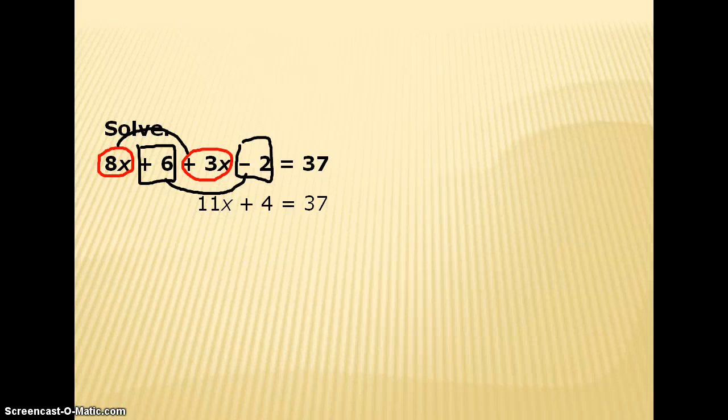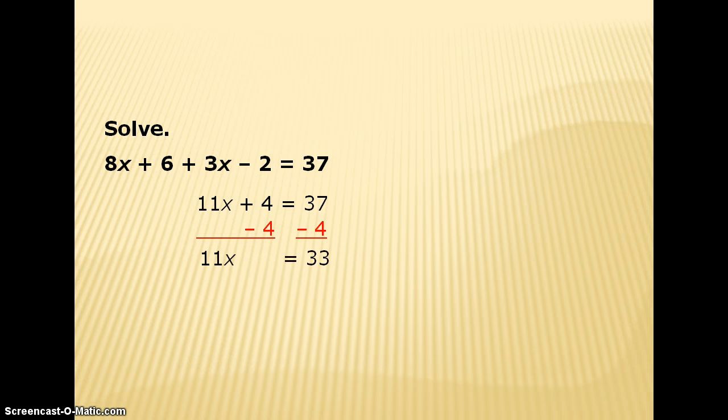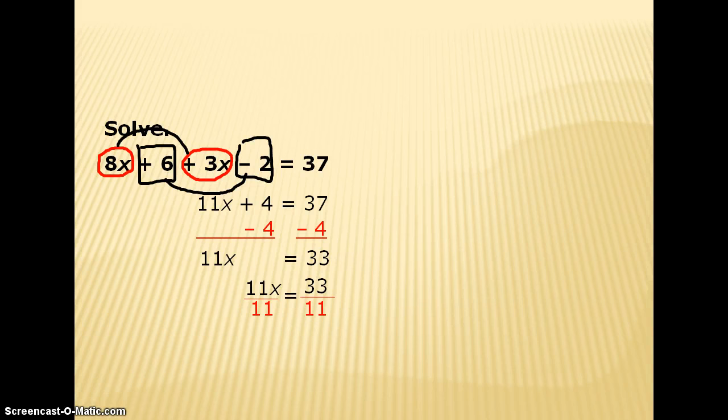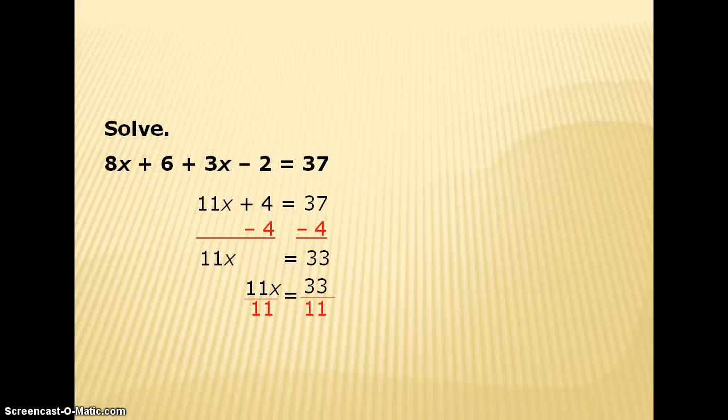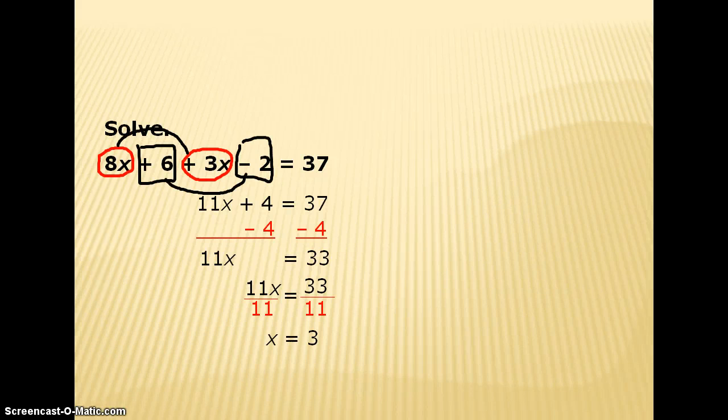Now it's a two-step equation. 11 times x plus 4. The last thing I said was plus 4, so that's the first thing we undo. Subtract 4 from both sides. 11x equals 33. To get the x by itself, we divide by the number that's with it, which is 11, and 33 divided by 11 is 3, so x equals 3.